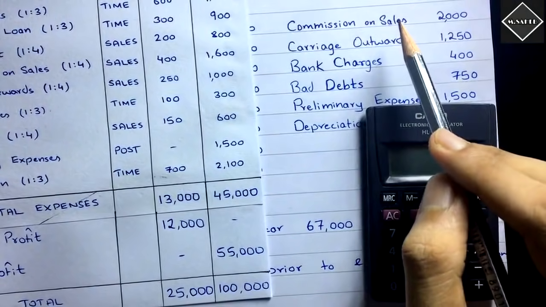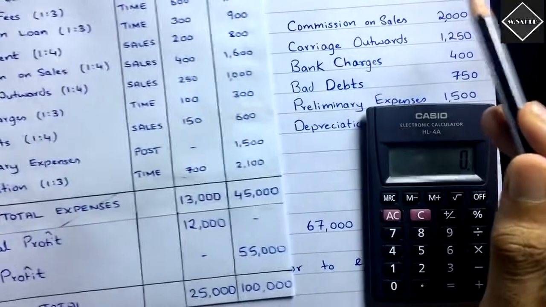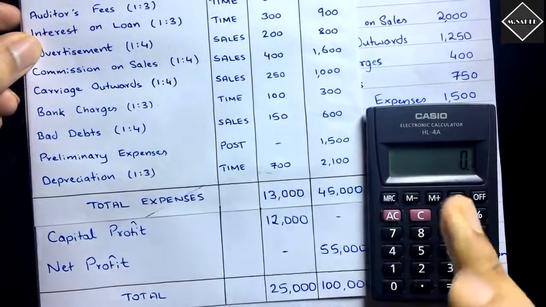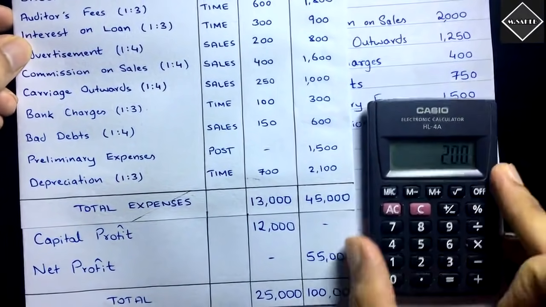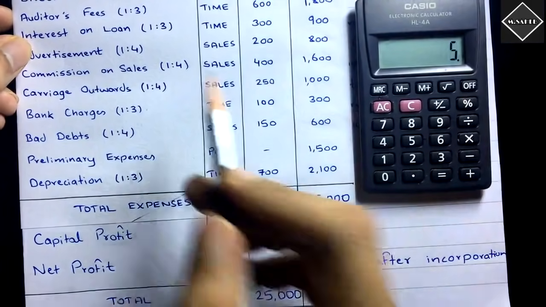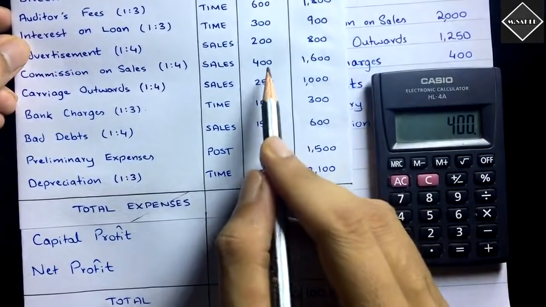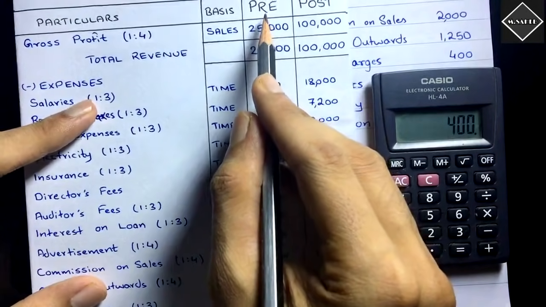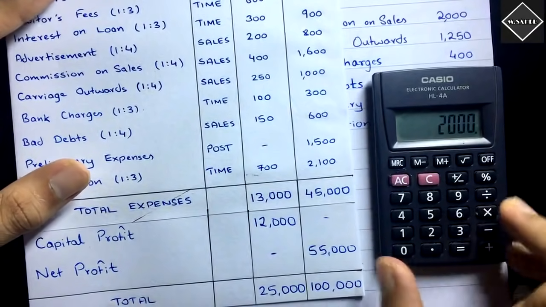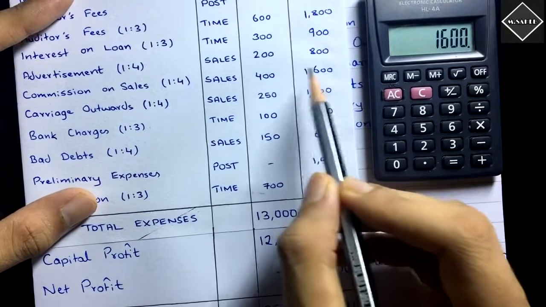So now here you can just understand by just looking at it. Here sales is given, so you have to do it in the sales ratio. It's a sales commission, right? So it's directly related with sales. So commission on sales, sales ratio, 1:4. Let's see, 2000 into 1 divided by 5. Why 5? 1 plus 4, right? So 5, that is equal to 400. So 400 will go to the pre-column, and then 2000 minus 400, the remaining 1600 will go to the post column.